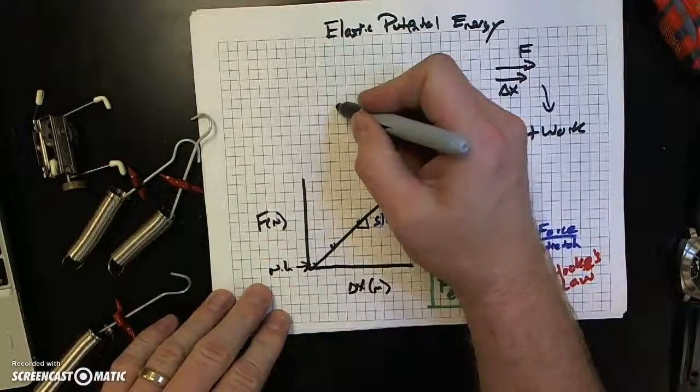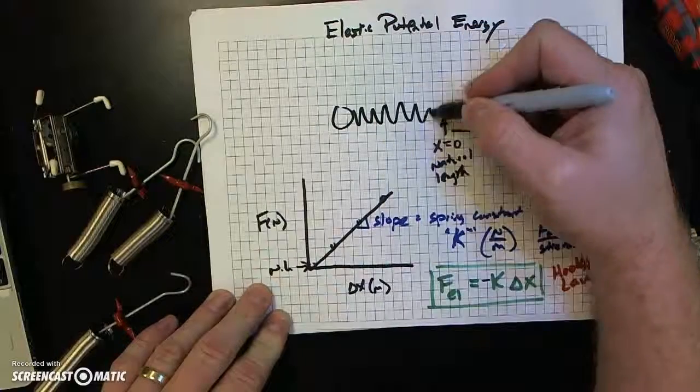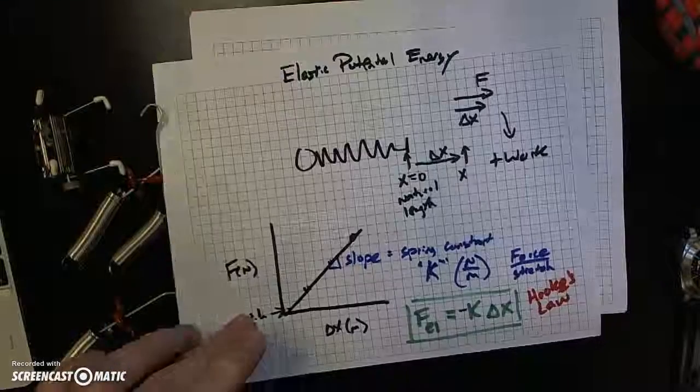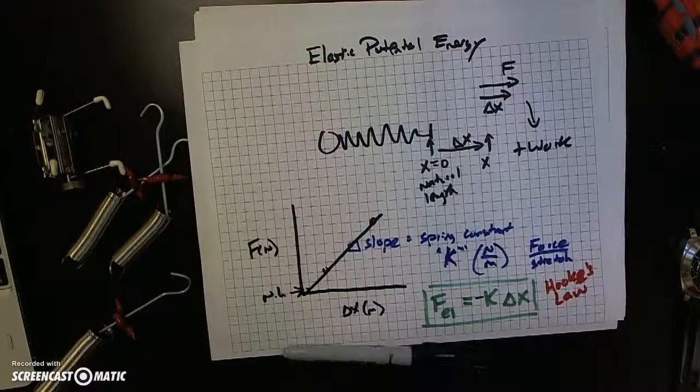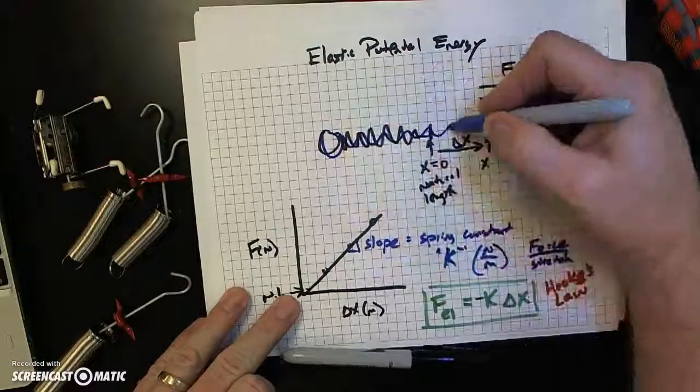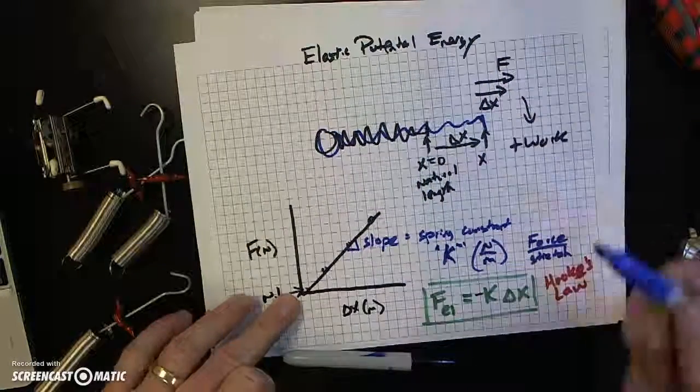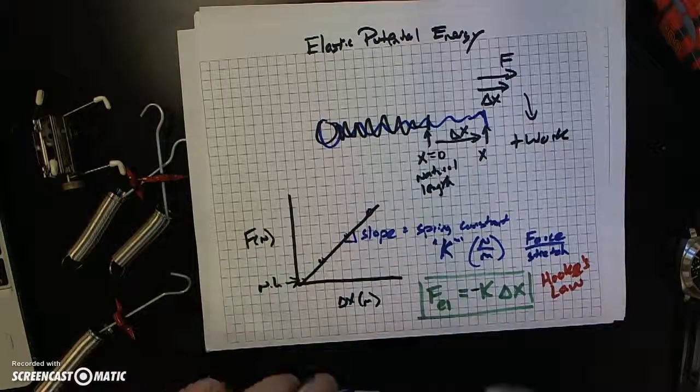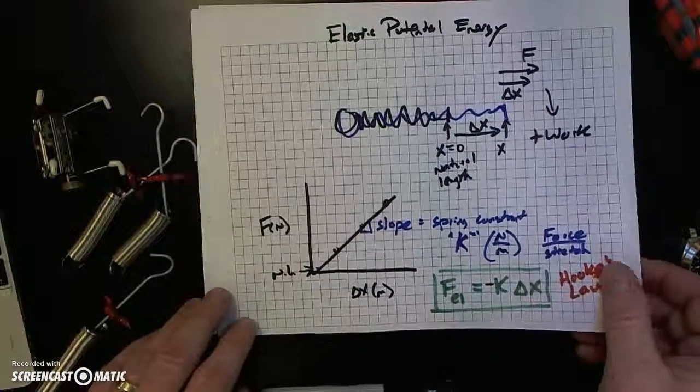So if here's my spring, draw this little picture out. This right here is my natural length, and I'd have to stretch it out by my delta x to here, and then it would give me my energy. So we stretch it out. All right, so on to elastic potential energy.